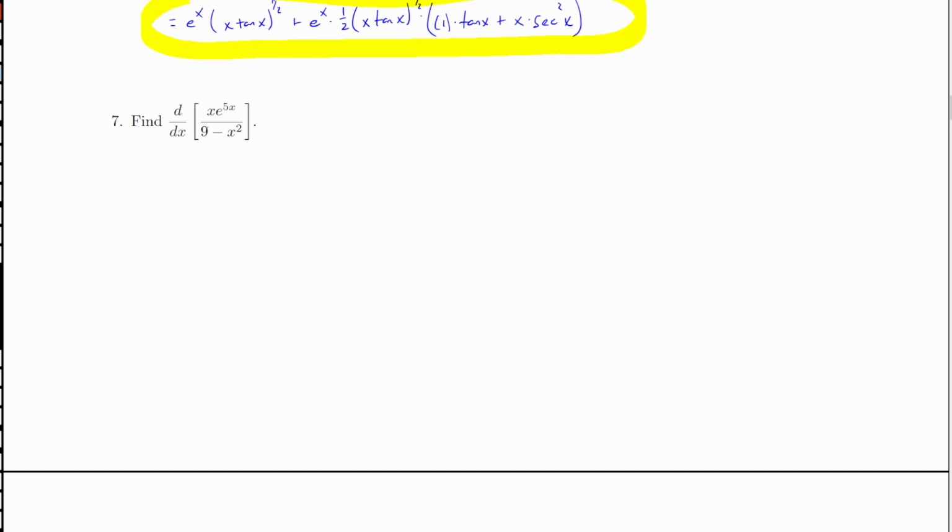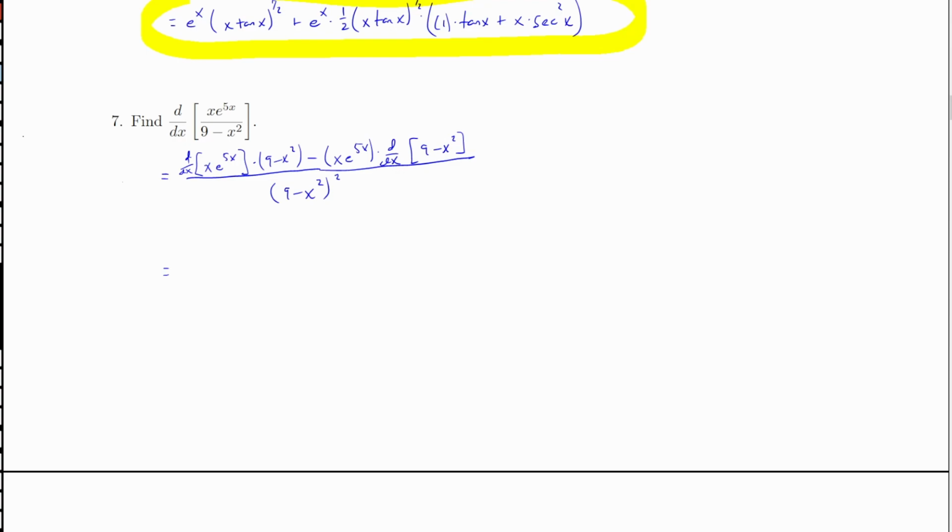Problem 7, find the derivative of this quotient. So I'm going to use the quotient rule. So we have the derivative of the top times the bottom left alone minus top left alone times the derivative of the bottom all over the bottom squared. Okay, now let's work out these derivatives.